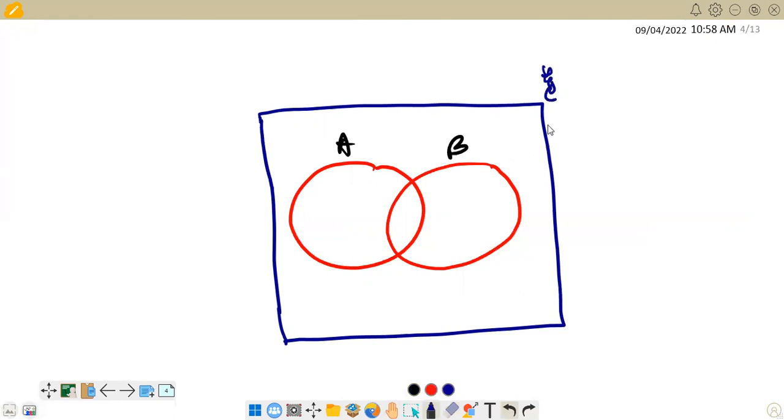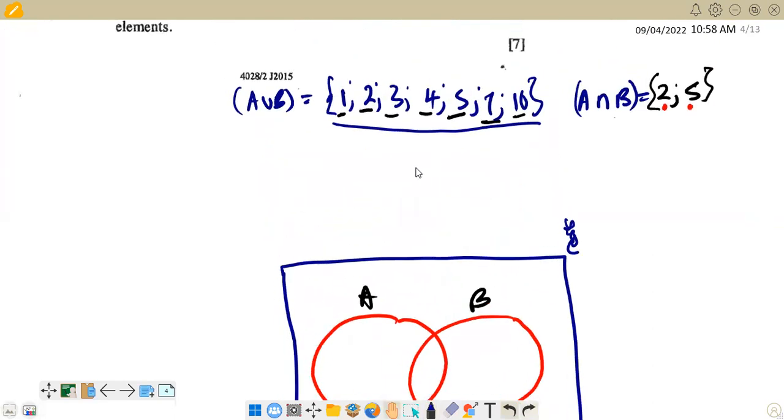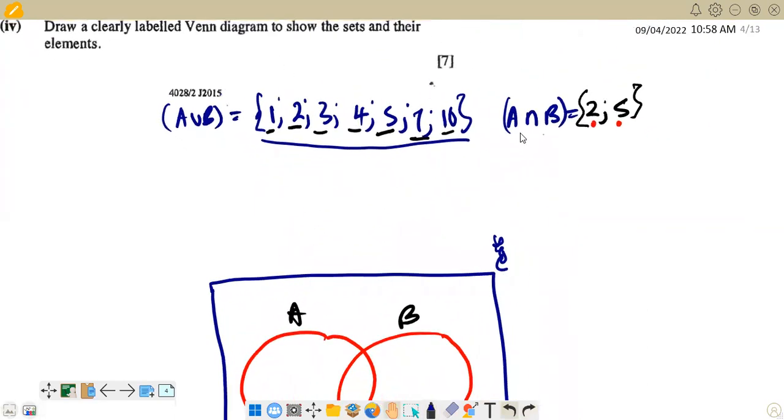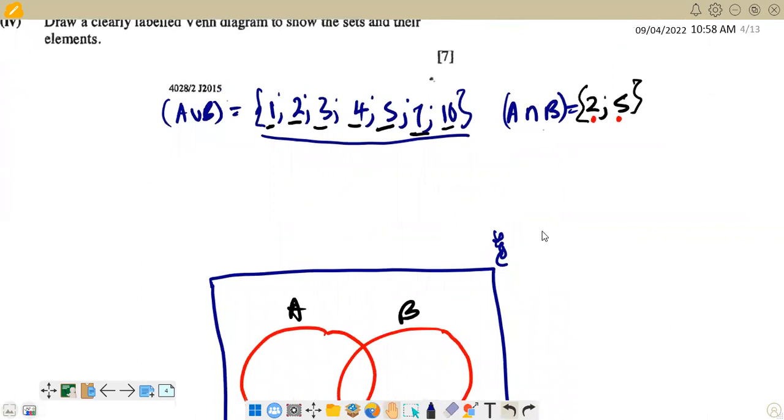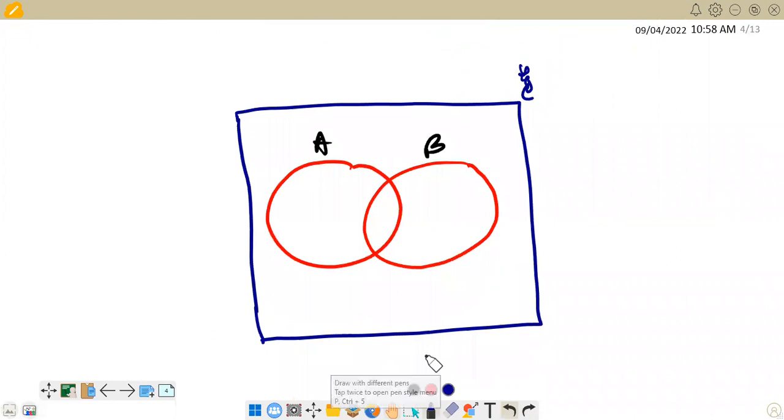I don't know if it is clear, or you can prefer something much better to indicate this. Okay, so the easier way is to start from the intersection here, in between A and B. Make sure I start from there. So let us start with the intersection of A and B. Take note, this is our intersection here, A intersection B. We said we've got 2 and 5. So these are the elements that we are going to insert here. That is 2 and 5.